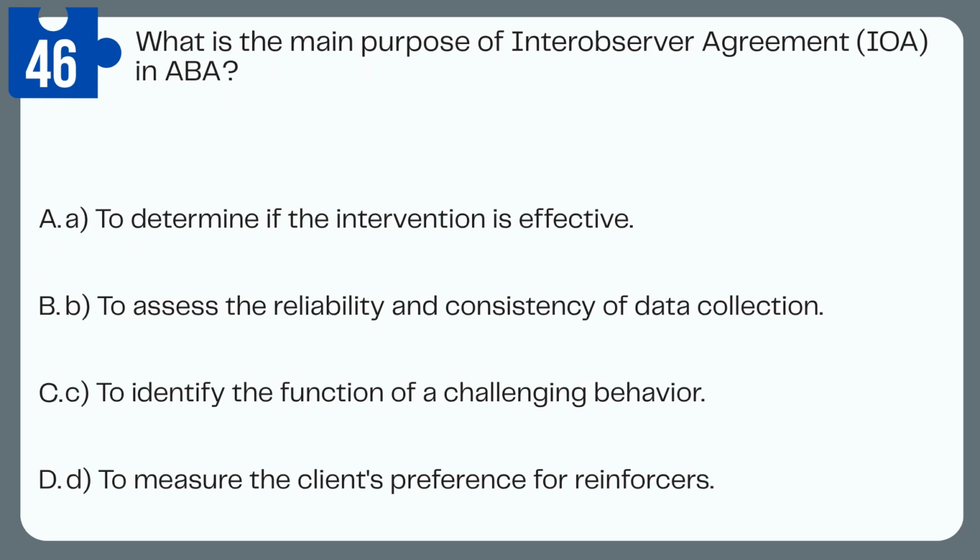Question 46. What is the main purpose of Interobserver Agreement, IOA, in ABA? A. To determine if the intervention is effective. B. To assess the reliability and consistency of data collection. C. To identify the function of a challenging behavior. D. To measure the client's preference for reinforcers.